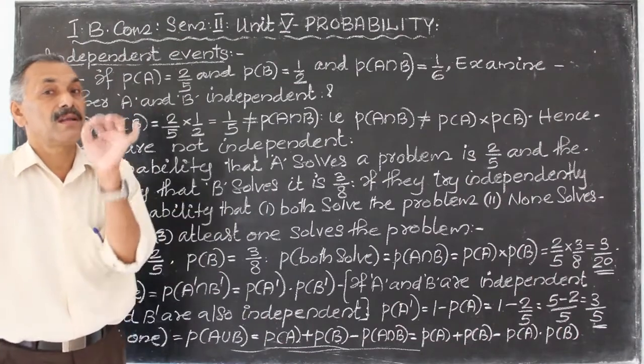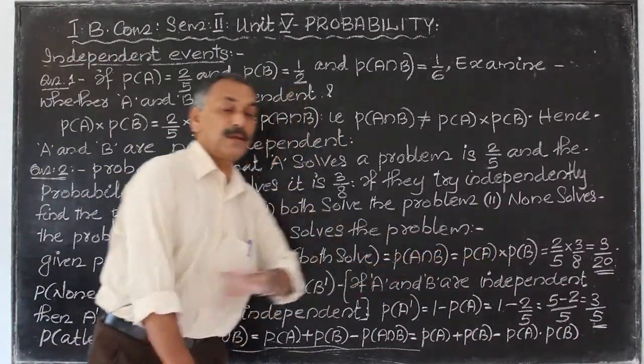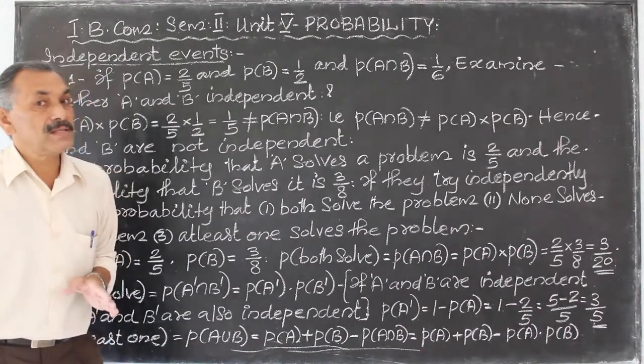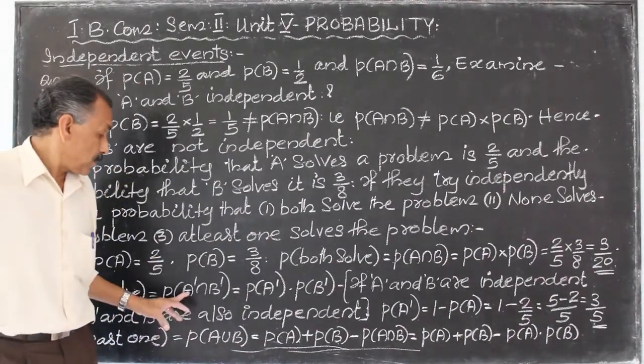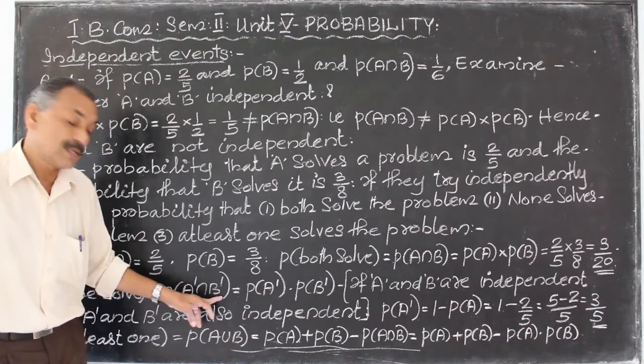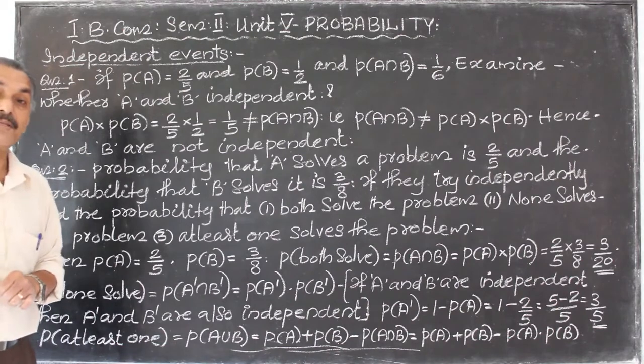If A and B are independent, then probability of A intersection B is equal to P of A into P of B. If A and B are independent, then A dash and B dash are also independent. That is, probability of A dash intersection B dash is equal to P of A dash into P of B dash.